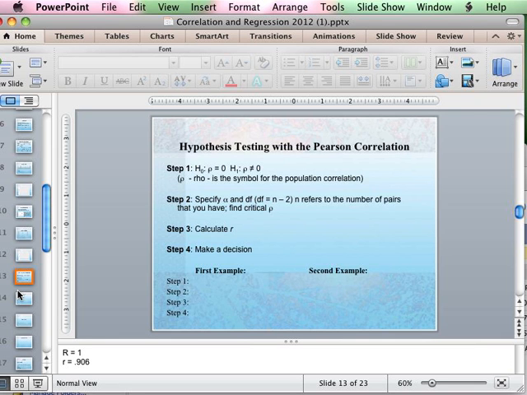So let's do some correlations in SPSS because I know that's what you're all waiting for. And I'm tired of the begging looks in your eyes.